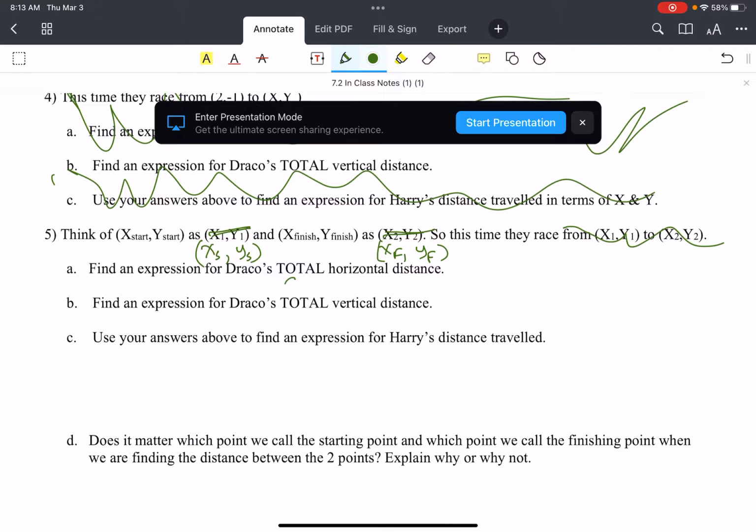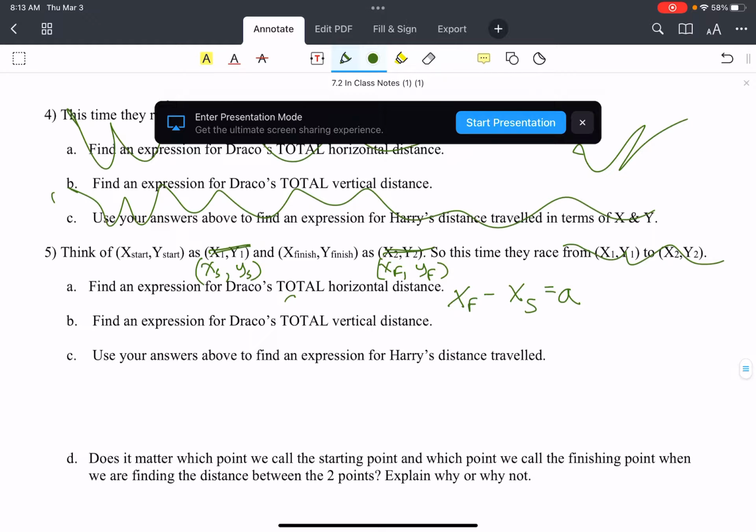Okay. So Draco's horizontal distance is x finish minus x start. And what does that represent in Pythagorean theorem? A, B, or C? Think back to the last page. A. Good, Kel.